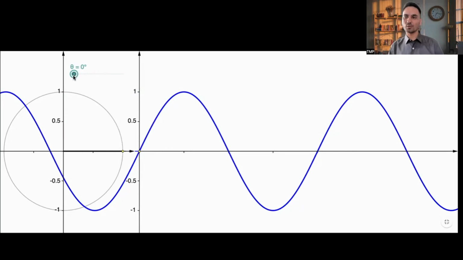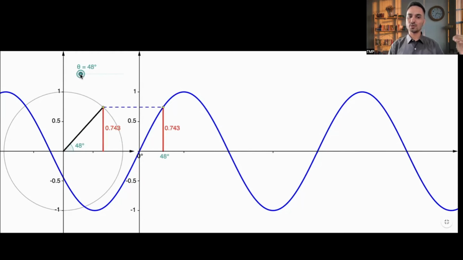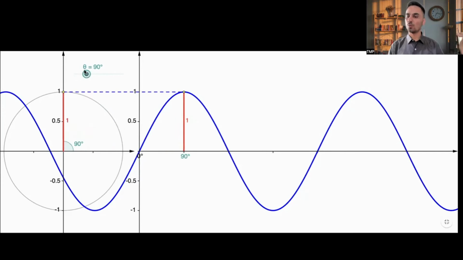Let's draw the graph of sine theta. So in the first quadrant, when you move from 0 degrees towards 90 degrees, you see that the value of sine changing from 0 towards 1. And it becomes 1 when you are at 90 degrees.